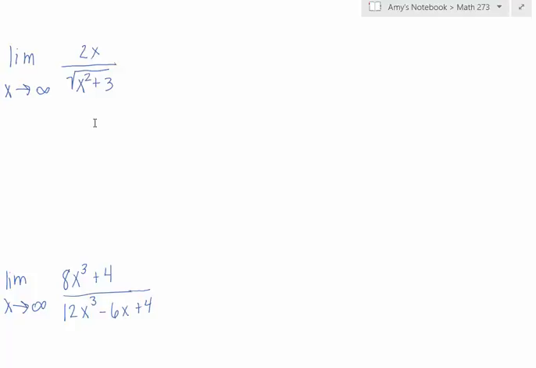If you are plugging in positive infinity to x squared, infinity squared plus 3 would still give you infinity. So we're going to say that this equation could also equal 2x divided by the square root of x squared. Now the square root of x squared is x, and x divided by x is positive 2.